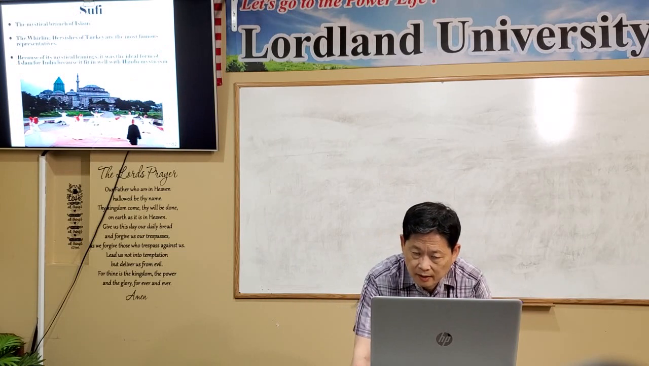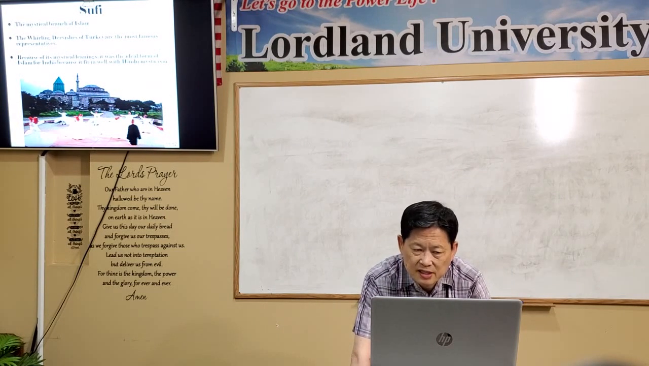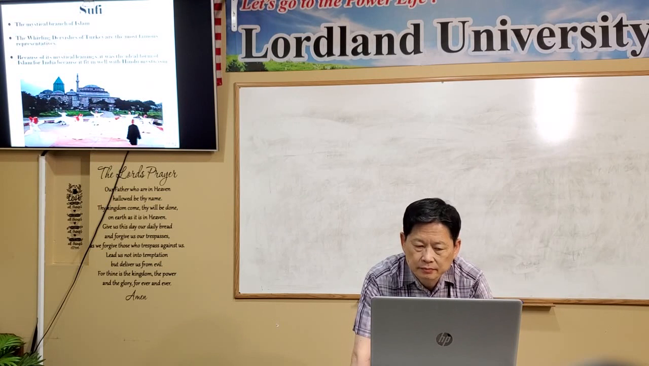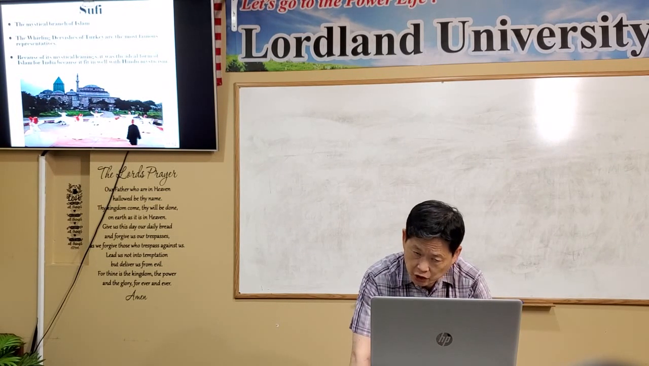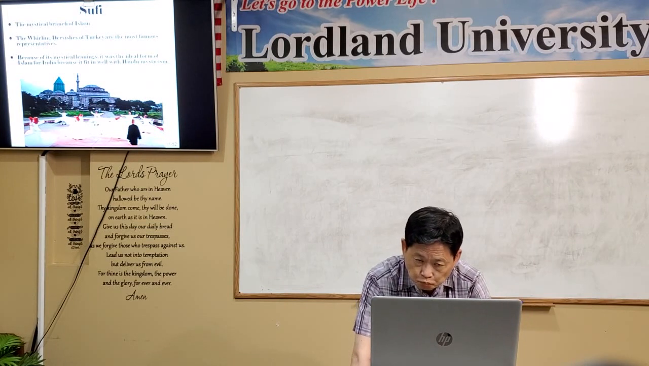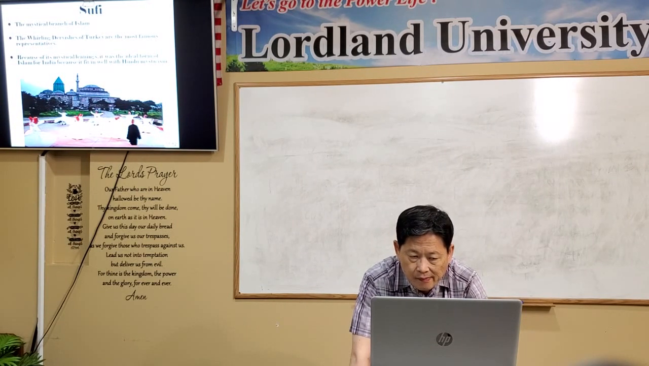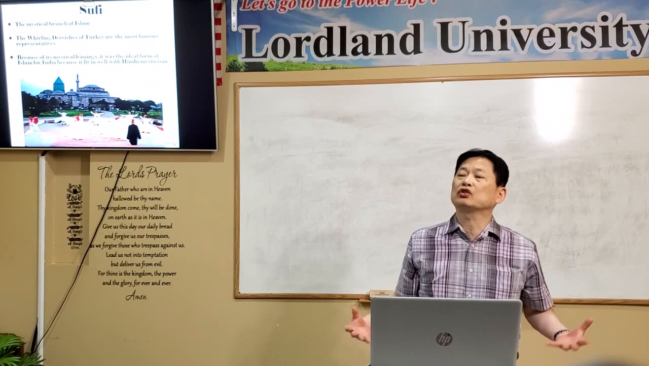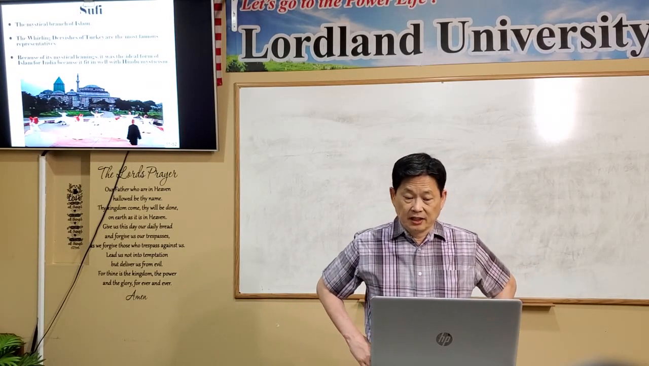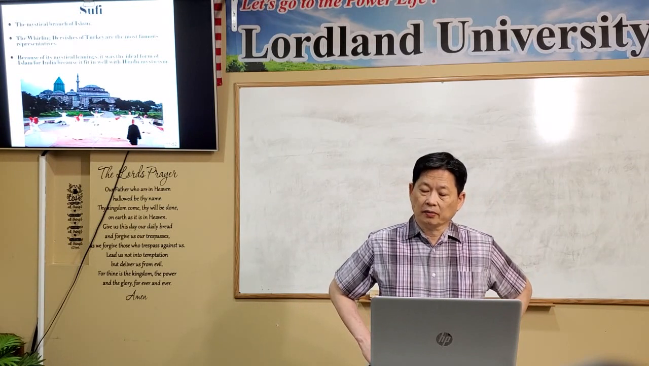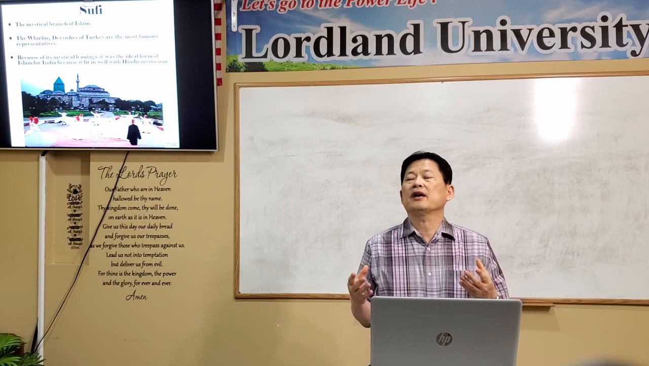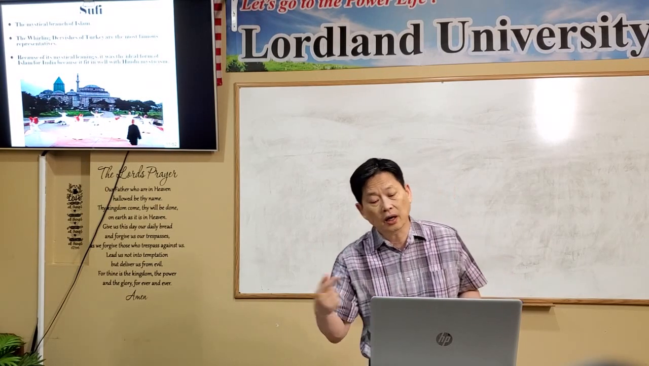Sufi, another of the three sects of Islam. Sufi is a mystical branch of Islam. The whirling dervishes of Turkey are the most famous representatives. The Holy Dervishes festival is very famous today. These holy dervishes of Turkey are held every September in Turkey.